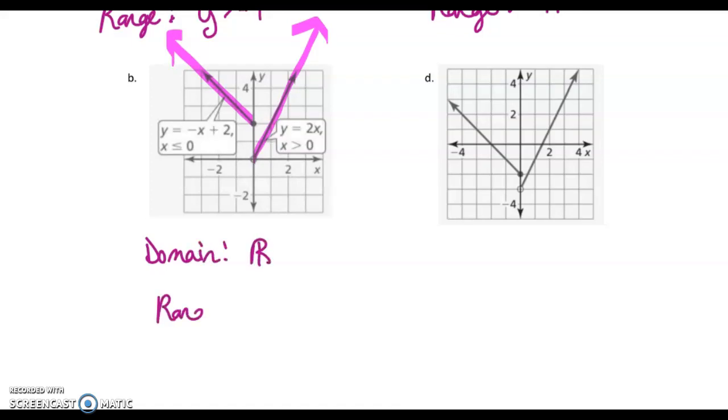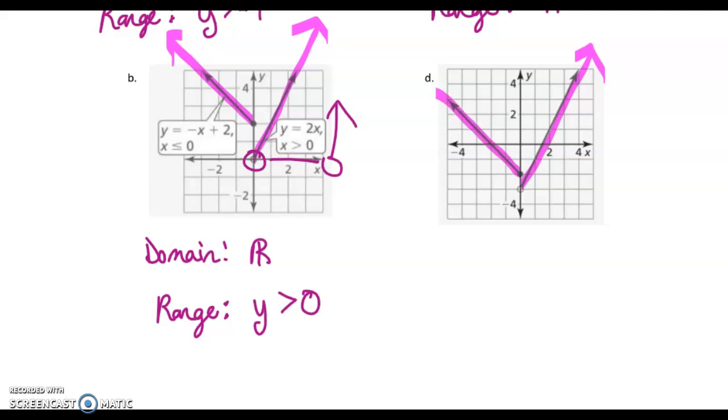Now the range, it doesn't go down forever, so look how low it goes. This is an open circle right here, and that's at 0, and then it goes up forever. So it's y is greater than 0 because of the open circle. If it was a closed circle, it'd be greater than or equal to. Okay, and last but not least here is this one. Look at where it goes. What would the domain be on this graph?